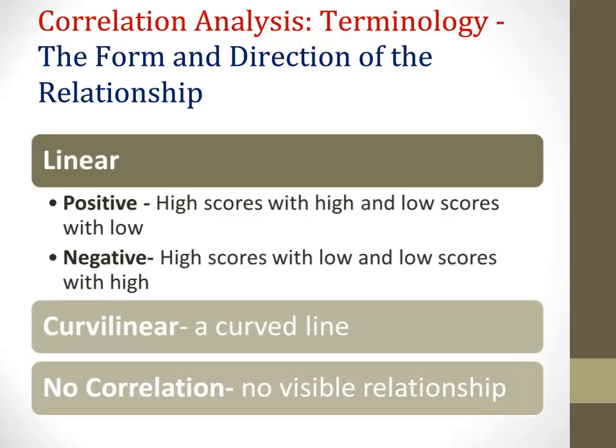There are also curvilinear relationships, and this is sort of like what it sounds. A curvilinear relationship is a relationship on a scatter plot that approximates a curving line. A commonly used example of a curvilinear relationship is the relationship between age and healthcare. Now think about this. Those two things are related, but the relationship really doesn't follow a straight line.